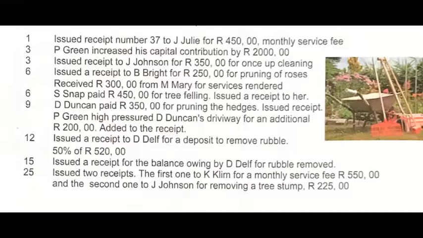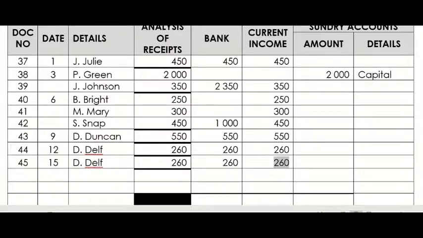Then on the last day, we had 2 receipts. The first one to K. Climb for a monthly service fee of 550 Rand. Okay, so it would be receipt number 46 on the 25th to K. Climb, 550 Rand, but it's not the only transaction for the day, so we can't put the money in our bank yet. We leave it in our till, we'll cash that till up right at the end of the day, but we have to indicate what it was for. It was for a service, so it will go to current income.